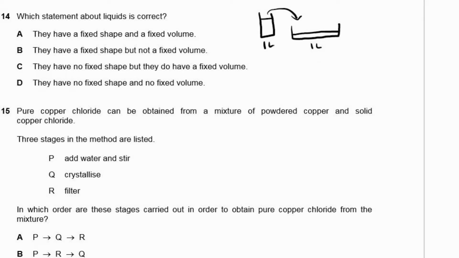Okay, so do they have a fixed shape and a fixed volume? No, they don't have a fixed shape. Do they have a fixed shape but not a fixed volume? No, they don't have a fixed shape. They have no fixed shape, but they do have a fixed volume? Yes. The answer has to be C. 1 liter will stay as 1 liter. So the answer is C.